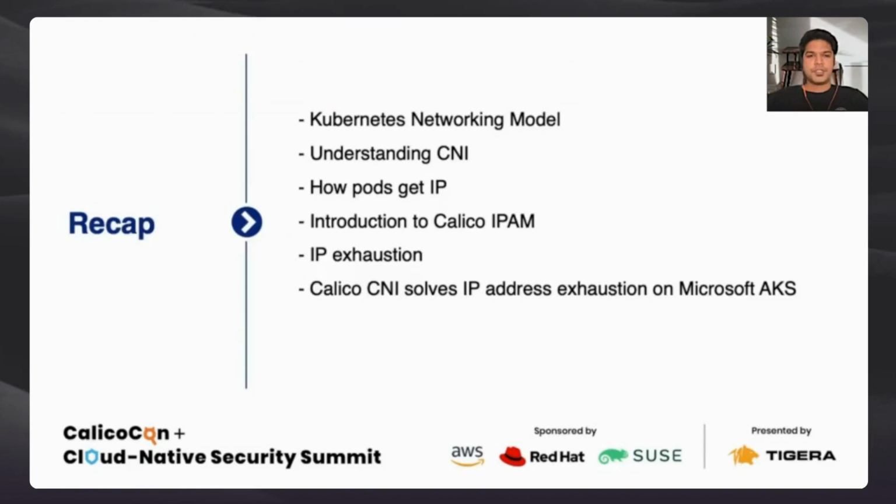Well, we have reached the end of the session where we started off by understanding the basics of container networking model, rather Kubernetes networking model. Then we tried to understand what CNI is and how exactly pods get assigned with IP addresses. Then we got introduced to Calico IPAM and the challenge of IP exhaustion, followed by what are the consequences of IP exhaustion. And at the last, we tried to understand a use case of how Calico CNI solves IP address exhaustion on Microsoft AKS.